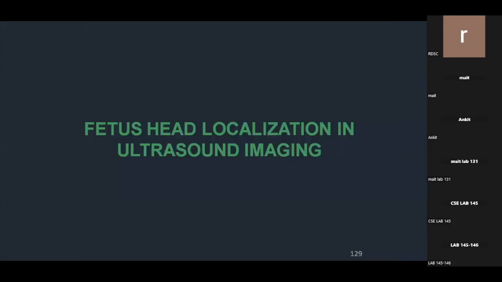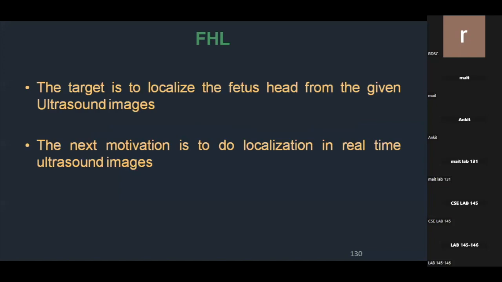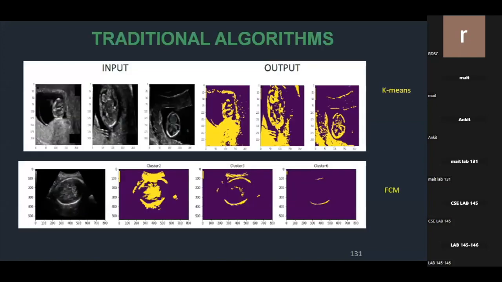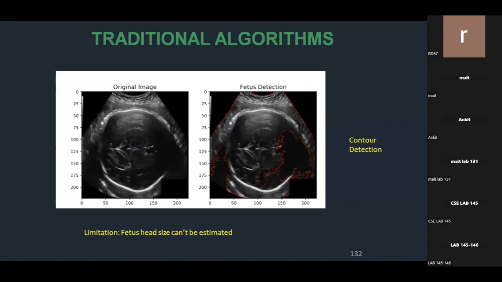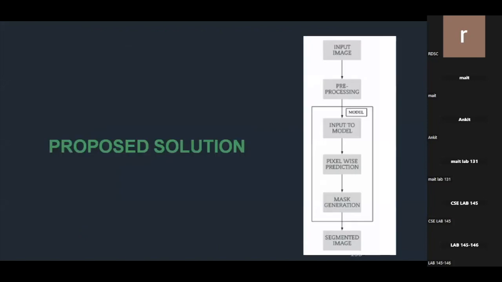Then we have done this work on ultrasound fetus head localization. With traditional inputs, if you see the input and output, we did not get very good results with k-means and FCM. We applied contours as well, but we are not getting a good result. Then we started towards our deep models. So we proposed one model, the mask pixel model. It has now been published in Elsevier.